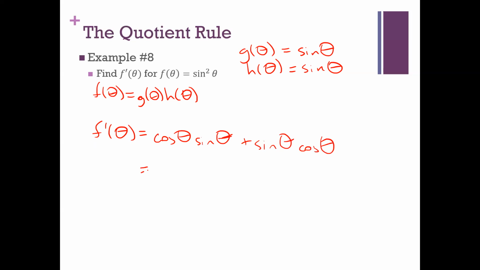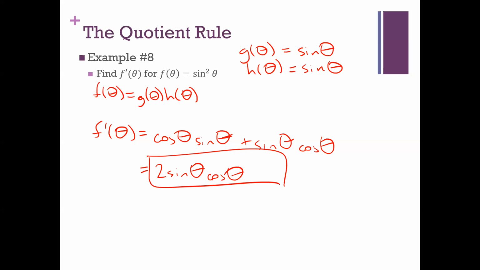We can simplify a little bit, right? Any questions there? Is it not two cosine theta or is it two sine theta? It's two sine. All of those are multiplied by each other: 2 times sine theta times cosine theta. Any questions about that? All right, let's go one level deeper.